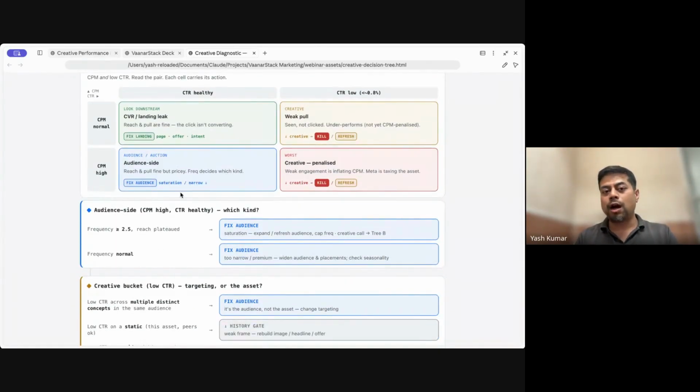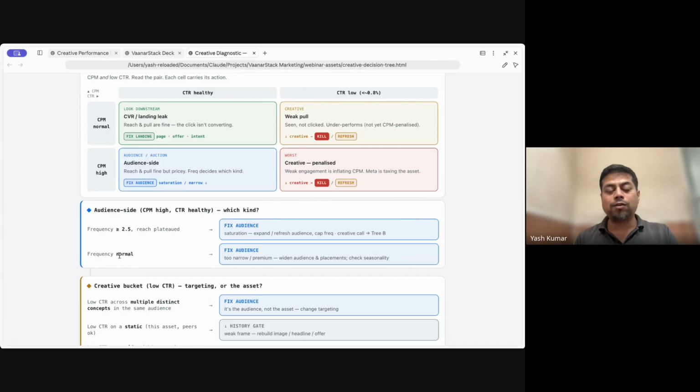First, we will look at this audience side block. So in this audience side block, we have CPM high, CTR healthy. If frequency is more than 2.5, now these are thresholds that I personally use in some industry, and then I of course index it up and down based on industry. Feel free to innovate based on the industries that you are working with, which means that reach has plateaued. We are not able to reach enough. So we need to fix the audience, right?